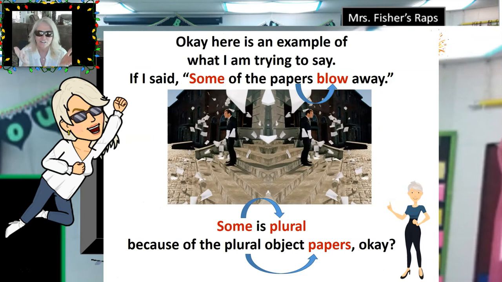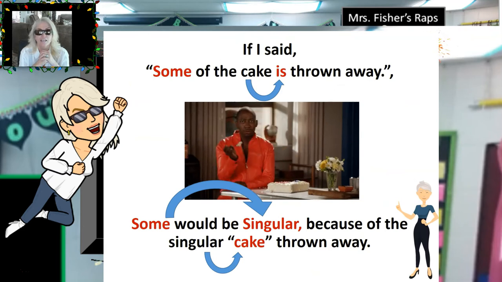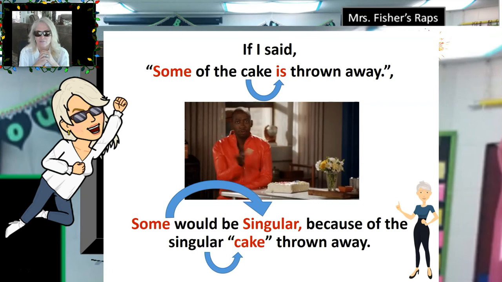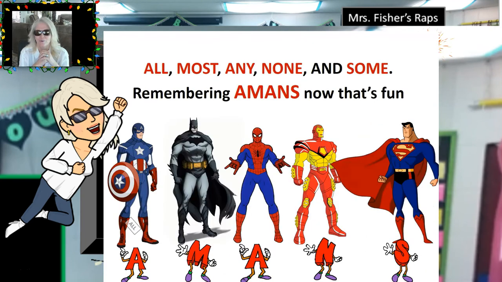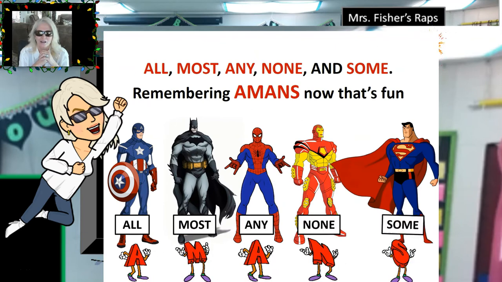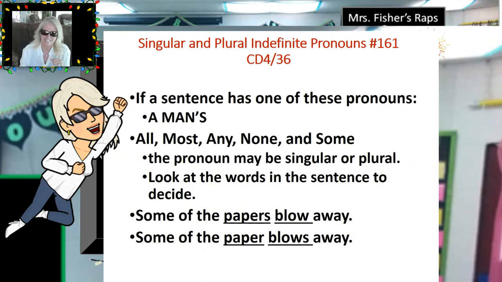Okay, here is an example of what I'm trying to say. If I said some of the papers blow away, some is plural because of the plural object papers. If I said some of the cake is thrown away, some would be singular because of the singular cake thrown away. Almost, any, none, and some. Remembering AMANS, now that's fun.